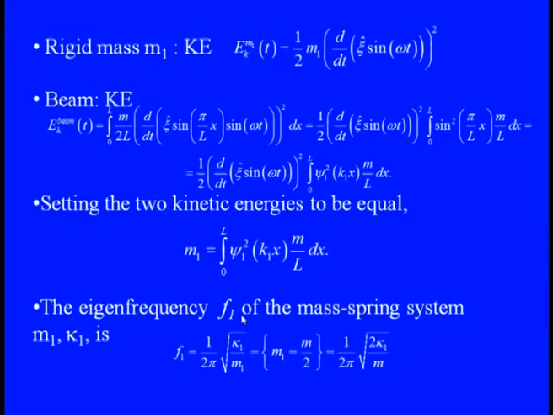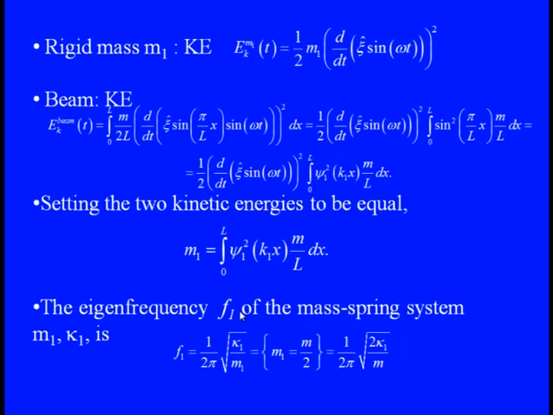So it is 0 to L, m by 2L, d by dt of epsilon sin pi x over L into sin omega t whole square into dx. When we are formulating this, again we need to keep two things together: one, the sin omega t, and second, the sine of pi x by L, because ultimately we are multiplying this into dx.